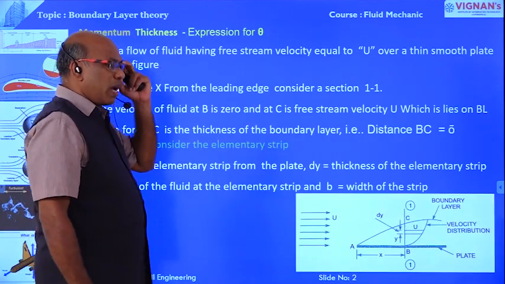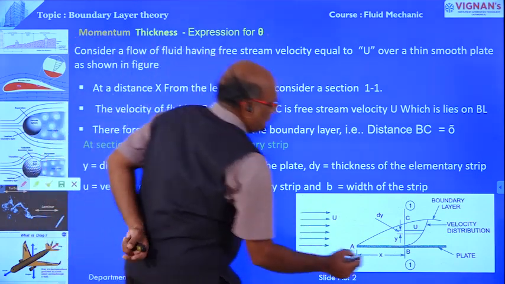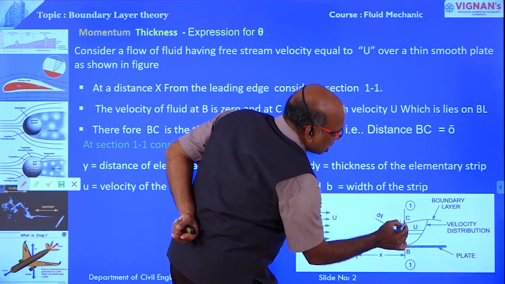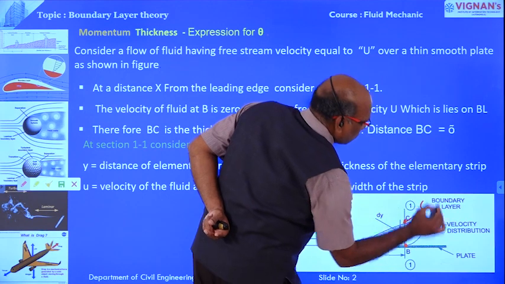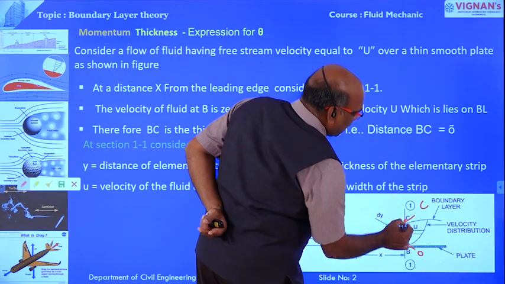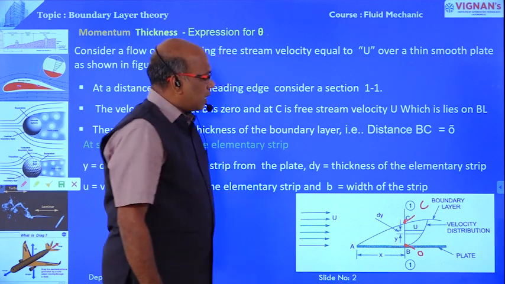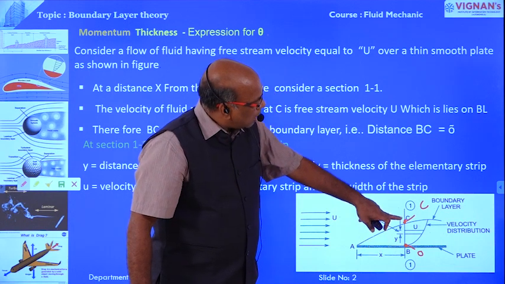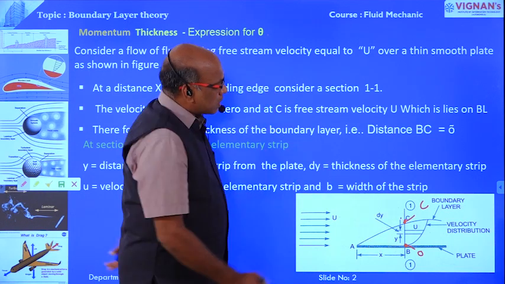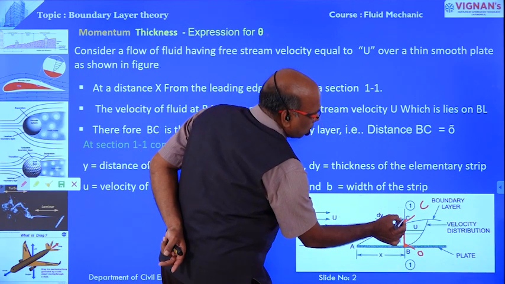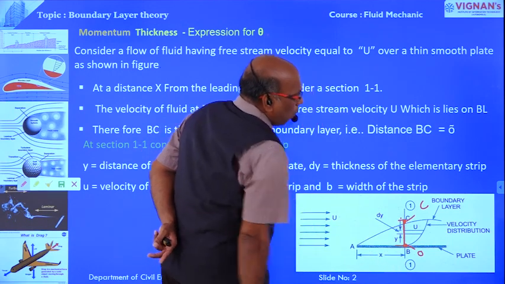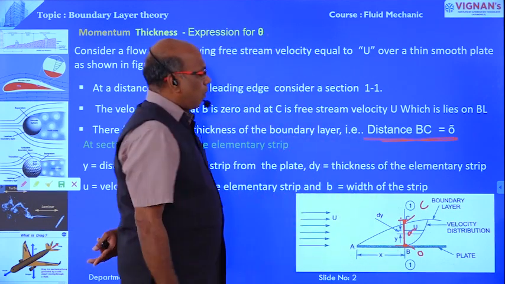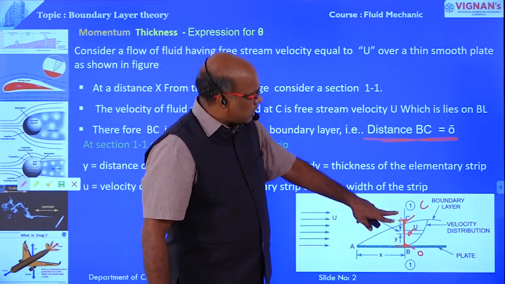First we are going to consider a free stream. The velocity at point B is 0. The velocity at point C is the free stream velocity, capital U. That means the velocity varies from 0 at the boundary and reaches the free stream velocity at C. Therefore BC is known as the boundary layer thickness, denoted by delta, because the velocity varies from 0 to the free stream velocity.